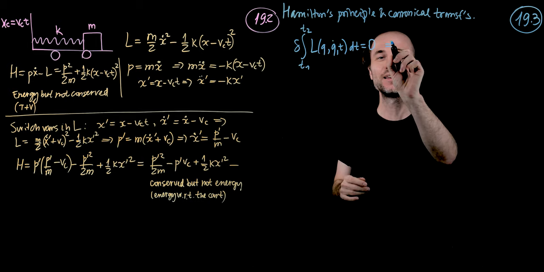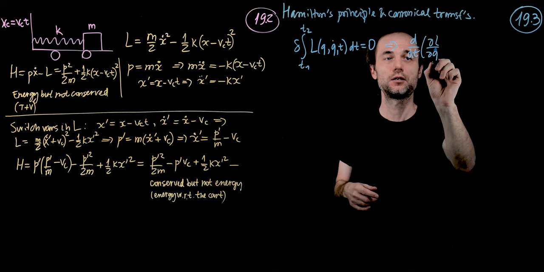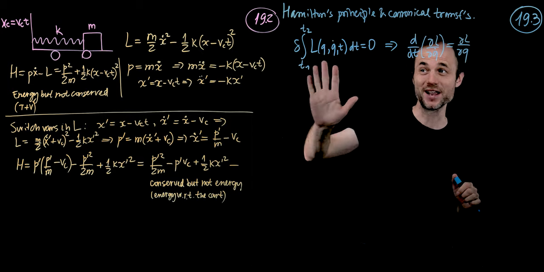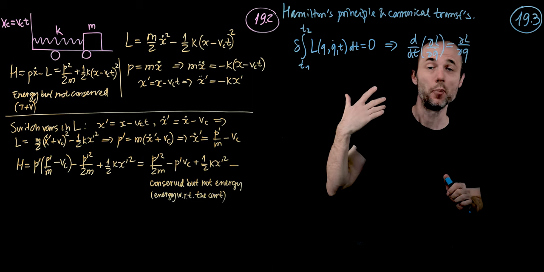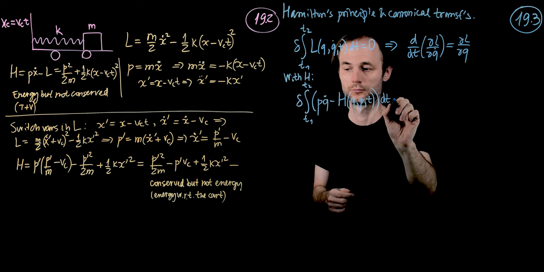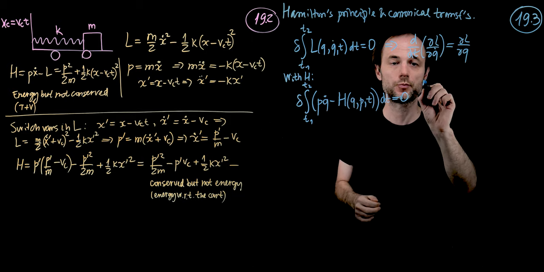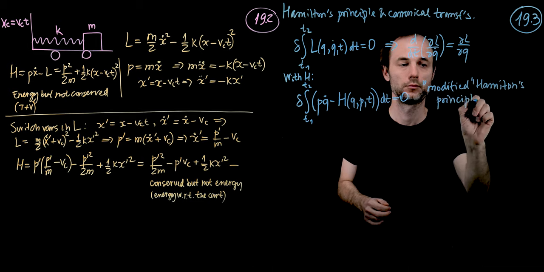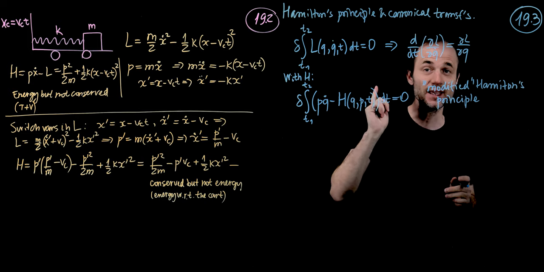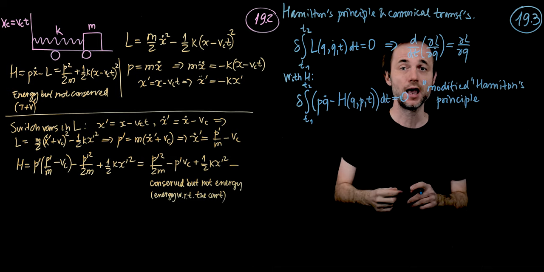And so from here, we can get the Euler-Lagrange equations, d/dt of dL/dq dot is equal to dL/dq. Now, let us write down exactly the same principle, but expressed in terms of the Hamiltonian. So this is oftentimes referred to as the modified Hamilton's principle. Let us treat q and p as independent variables and see if we can somehow manage to tease out the canonical equations from this modified Hamilton's principle.